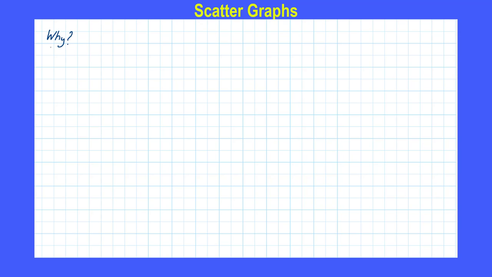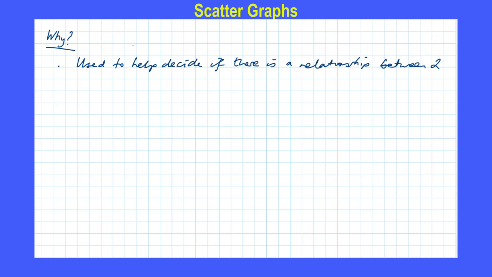In this video we're going to be looking at scatter graphs. So the first question is why? What are scatter graphs for? Well, scatter graphs are used to help decide if there's a relationship between two sets of data. And if there's a relationship, what sort of relationship is there?